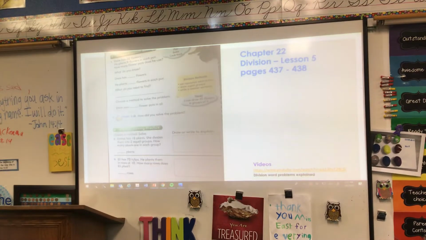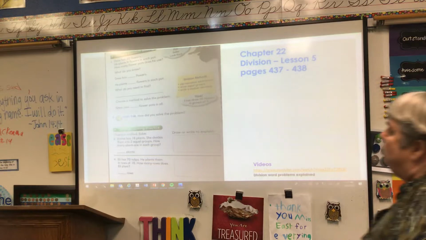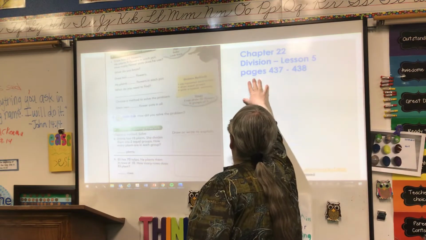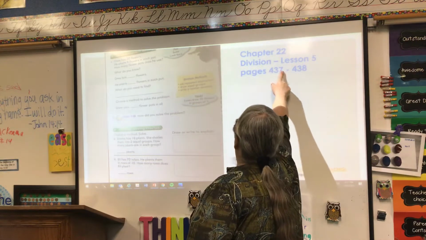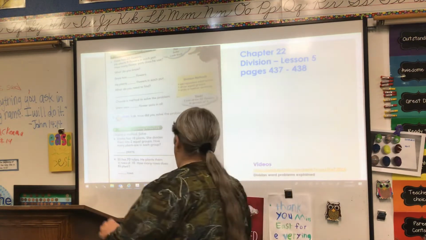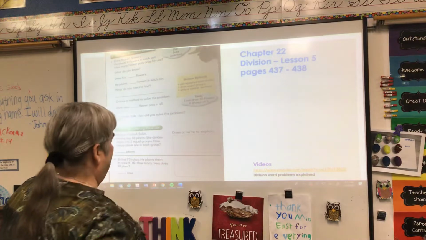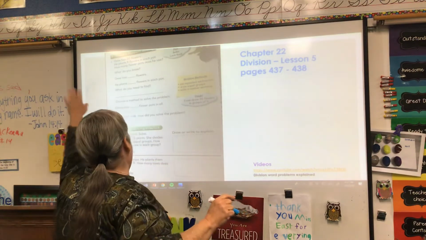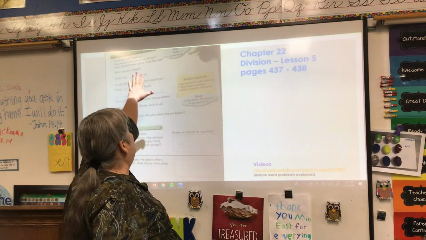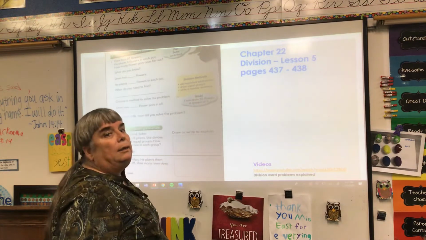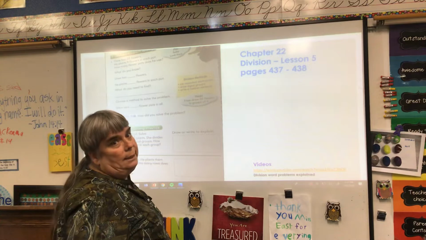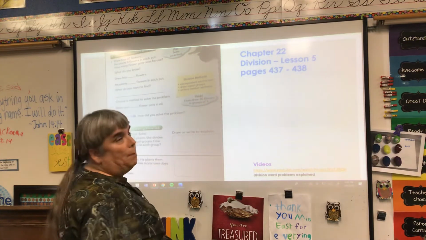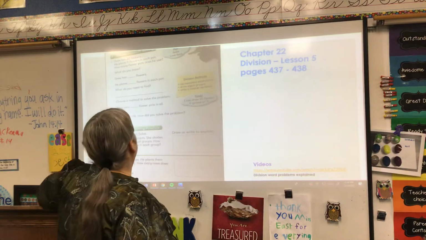Okay, so this is the back side of that first page. It says, this one is lesson 5, pages 437 we already looked at. So this is page 438. Doesn't show up on my slide, but it is page 438. You're going to have to trust me on that. So Drew has 20 flowers. He plants 4 flowers in each little clay pot. How many flower pots does he use?